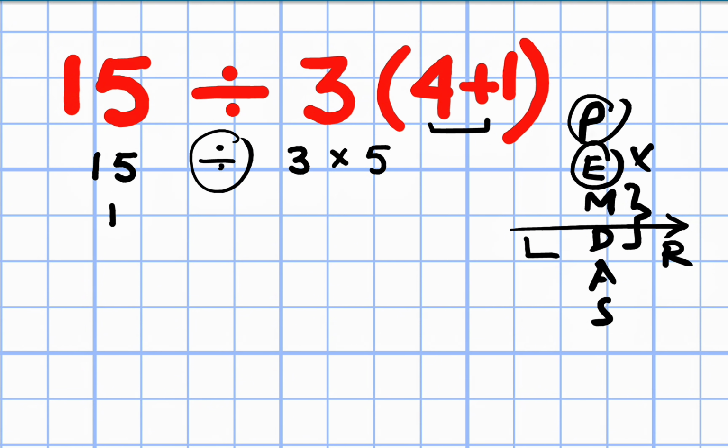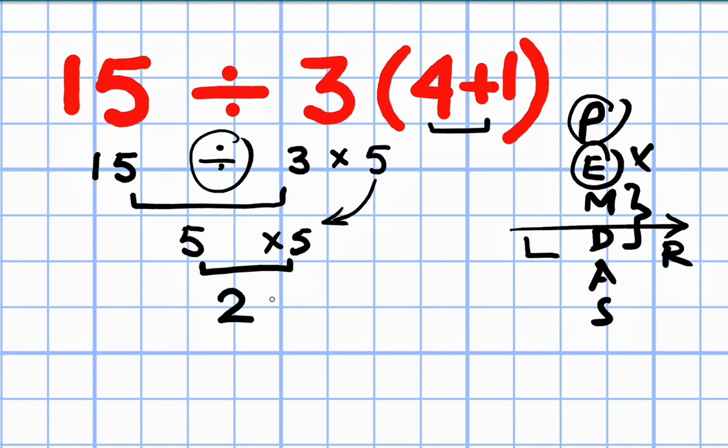So 15 divided by 3 will be solved first, it will be equal to 5, and here is 5. So 5 times 5 will be equal to 25, which is the correct answer for this question according to the PEMDAS rule.